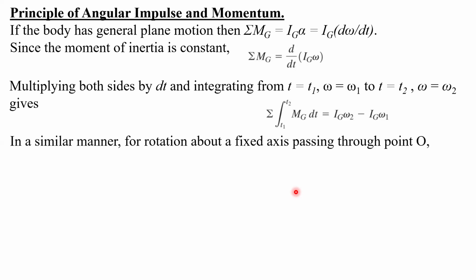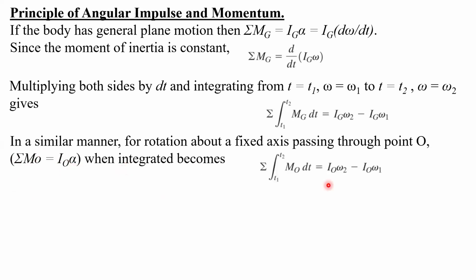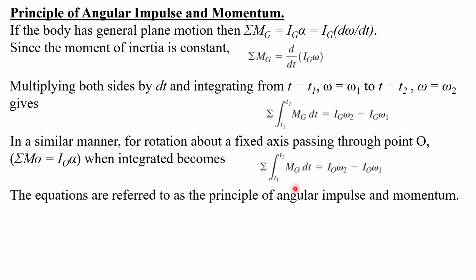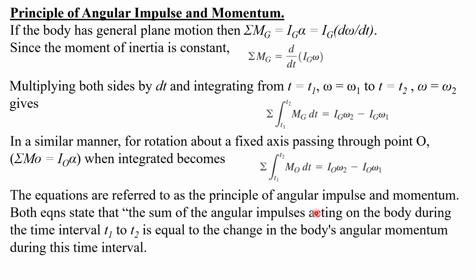In a similar manner, for rotation about a fixed axis passing through the point O, summation M_O, that is the moment about the point O, is I_O alpha. When integrated, it becomes the integral of summation M_O dt from t1 to t2 equals I_O omega 2 minus I_O omega 1. This equation is referred to as the principle of angular impulse and momentum. Both equations state that the sum of angular impulses acting on the body during the time interval t1 to t2 is equal to the change in the body's angular momentum during the time interval.